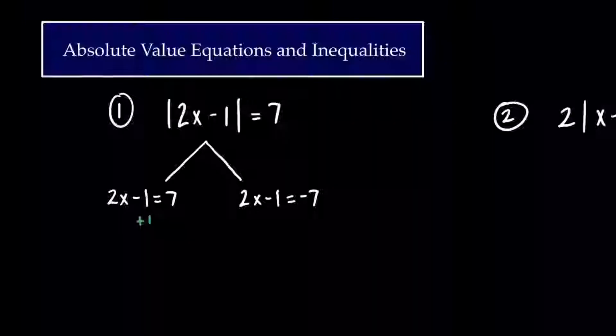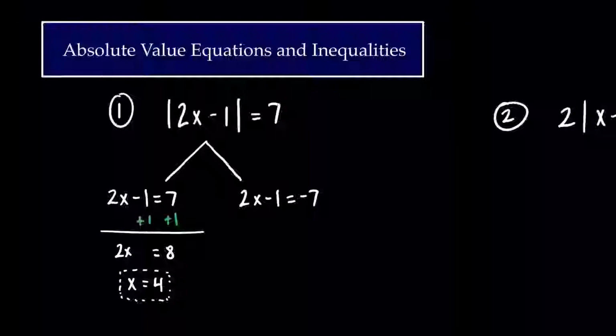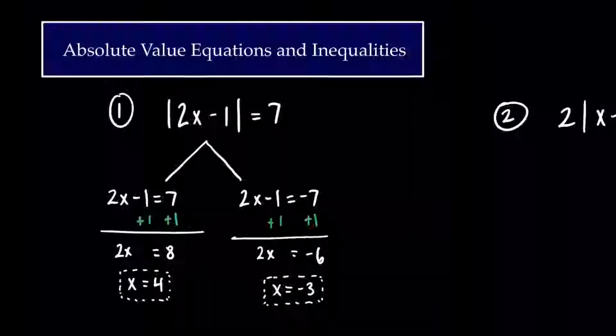So we're going to solve here. On this one, I'll add 1 to both sides. I'm going to do the one on the left here first. Get 2x is equal to 8, x is equal to 4. Okay, that's one of our solutions. How about the other one here? If we add 1 to both sides, we'll get 2x is equal to -7 plus 1, which is actually -6. So x is -3. Okay, so those are our two solutions.